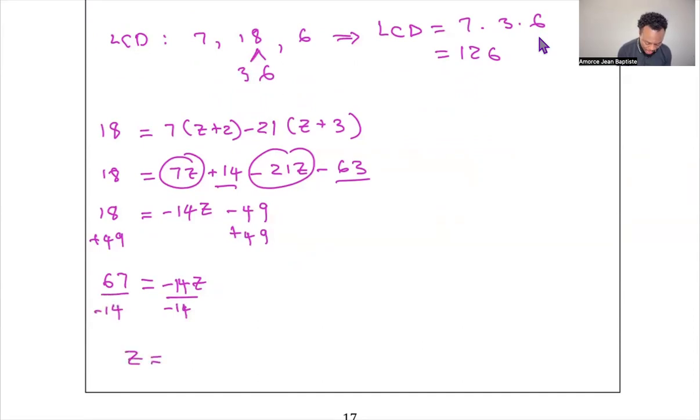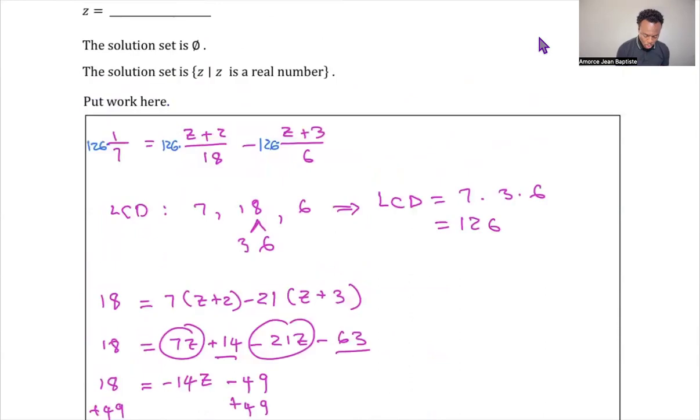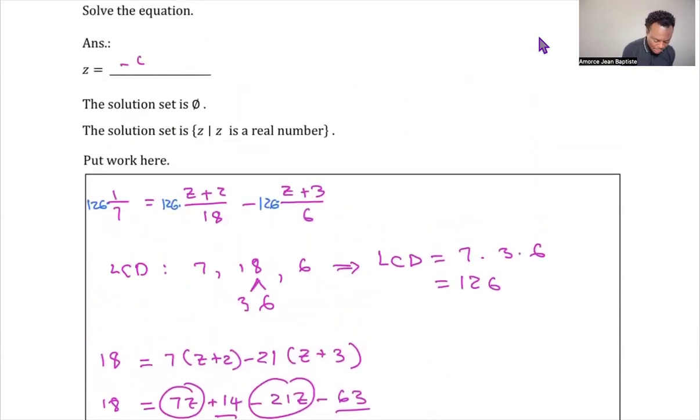Z will be that fraction negative 67 over 14. It's the reduced fraction. So your solution will be the single element negative 67 over 14. So Z is negative 67 over 14, or the solution set is negative 67 in braces over 14.